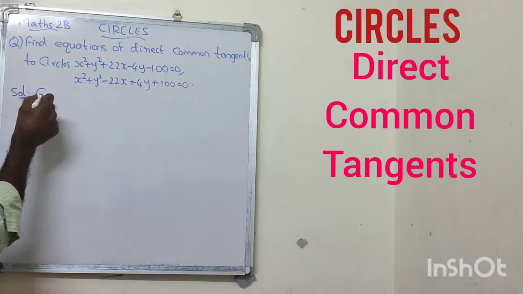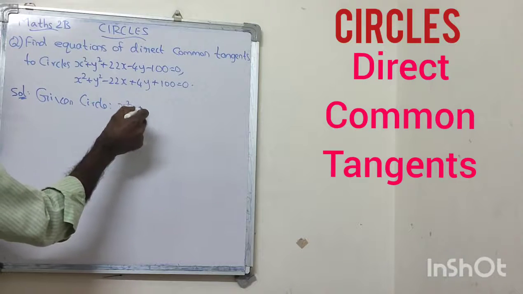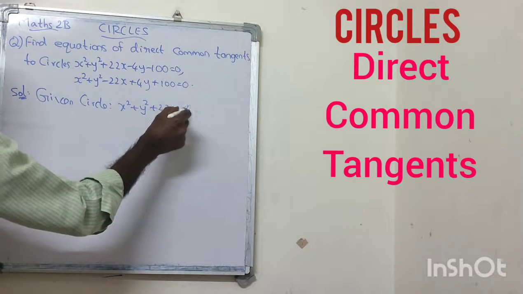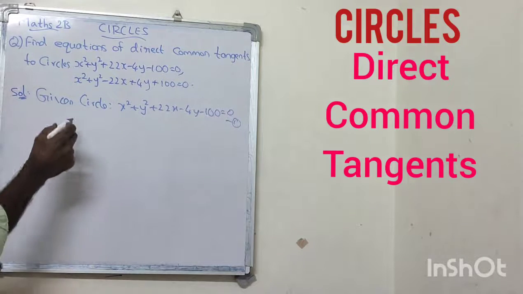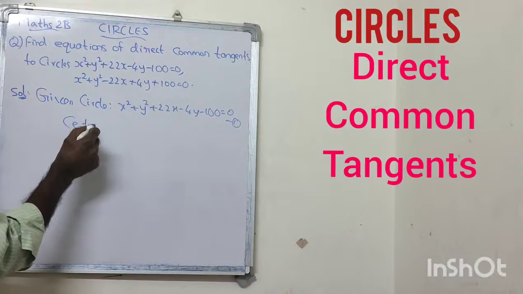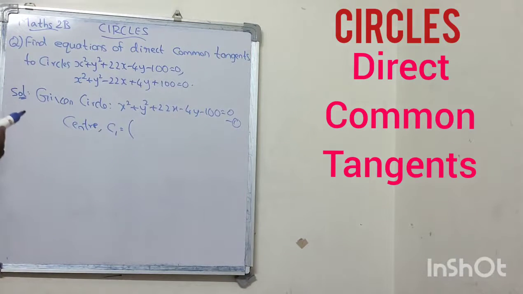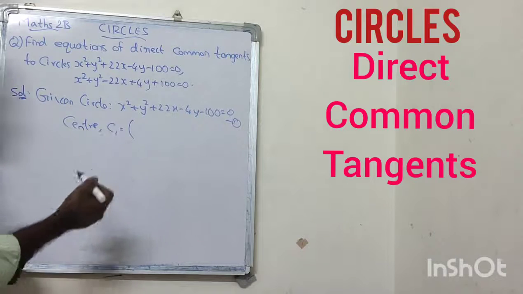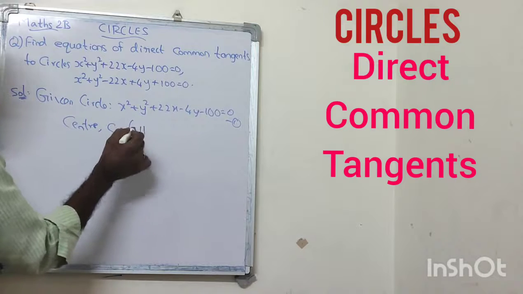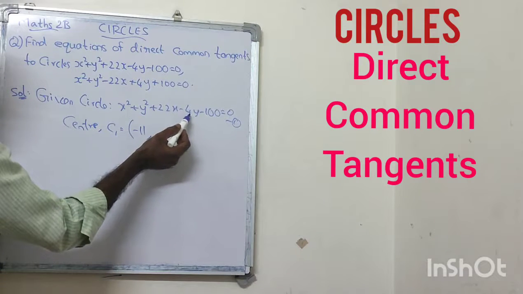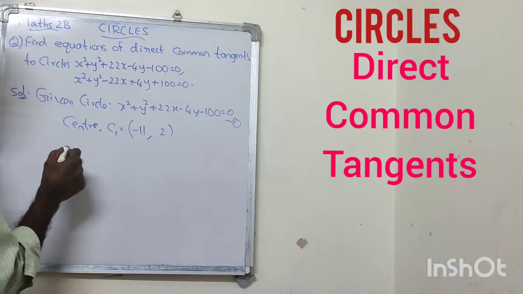First, given circles, x square plus y square plus 22x minus 4y minus 100 equal to 0, number 1. Now the center of this particular circle, you can write it as C1. In the previous video I told you how to find center and radius in the shortest way. Take half of the coefficient of x, 11, plus means minus. You take half of the coefficient of y, which is 2, minus means you take plus. Next, radius.